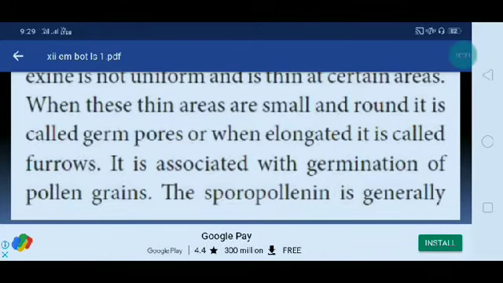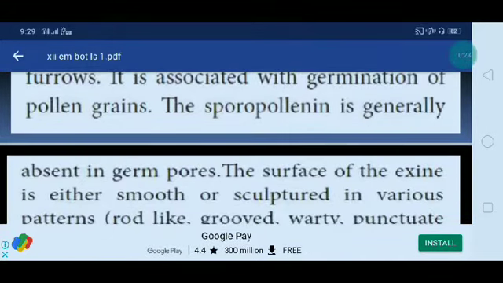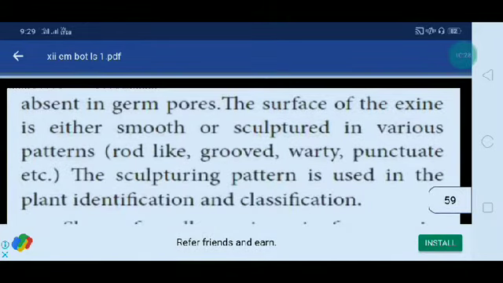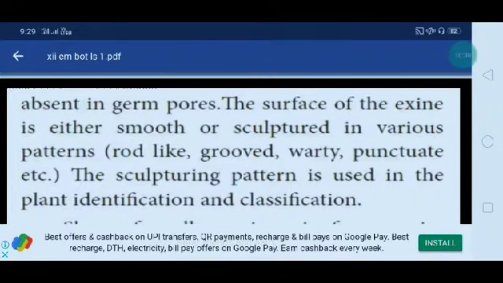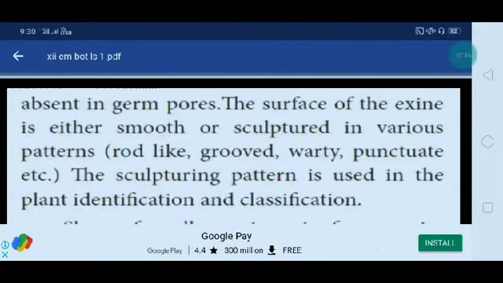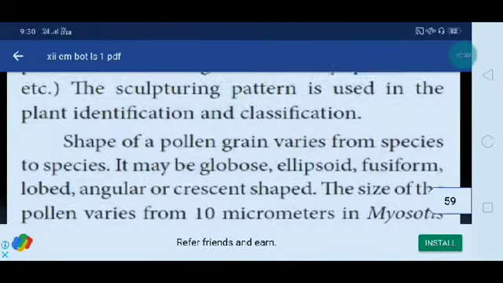The sporopollenin is generally absent in germ pores. The surface of the exine is either smooth or sculptured in various patterns, rod-like, grooved, warty, and punctate, etc. Such sculpturing pattern is used in plant identification and classification.